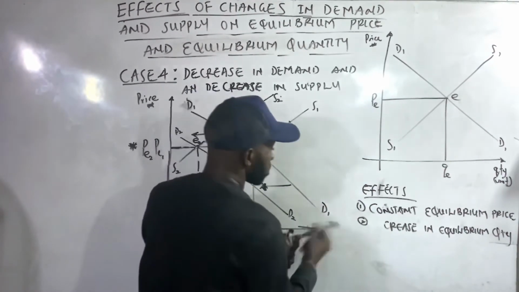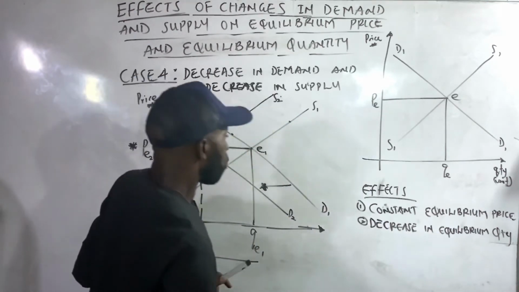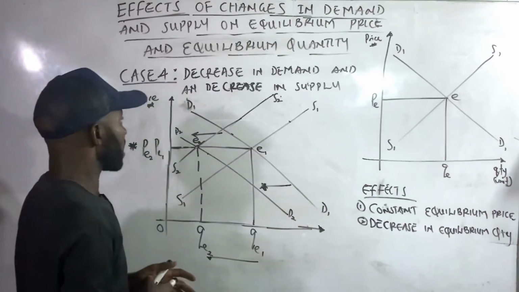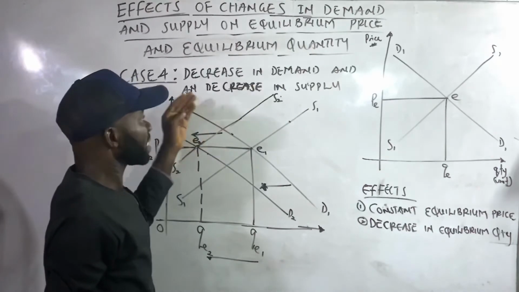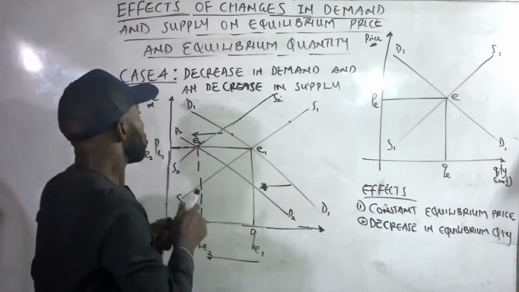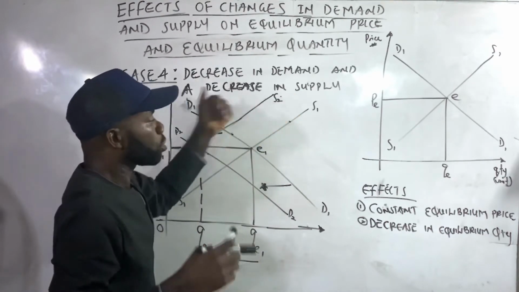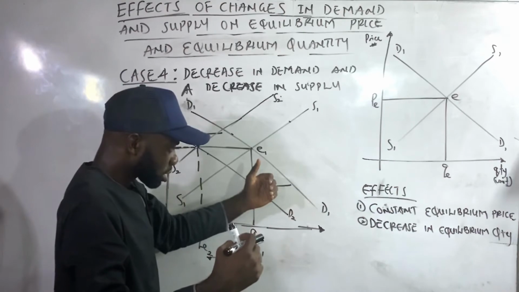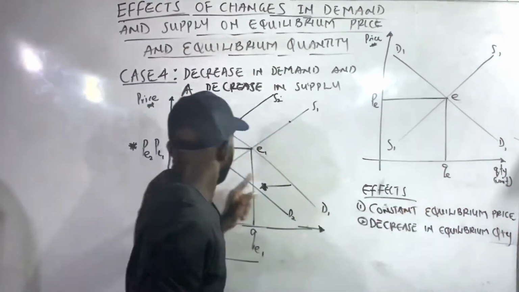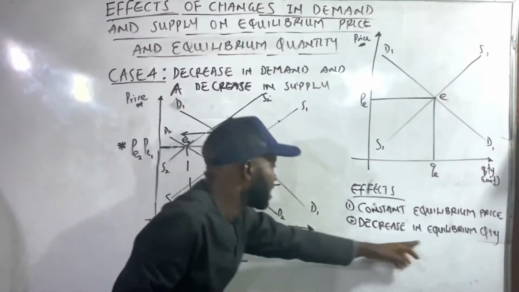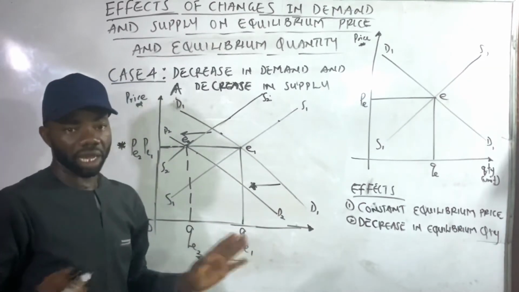So this is the only one that is going to change. Just convert this to decrease. What do we have? When the examiner says a decrease in demand and a decrease in supply will lead to dash, the correct option will be the option that has constant equilibrium price and a decrease in equilibrium quantity. And that gives you a perfect answer.